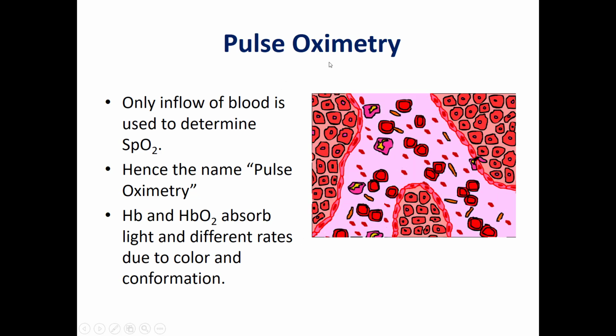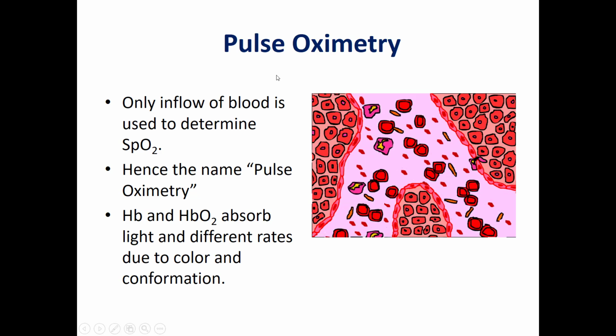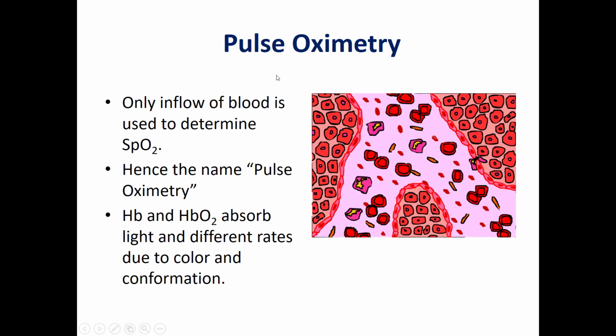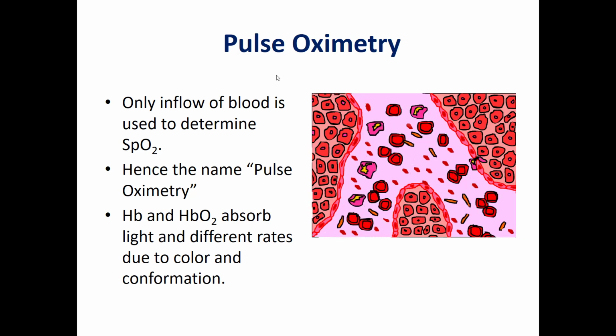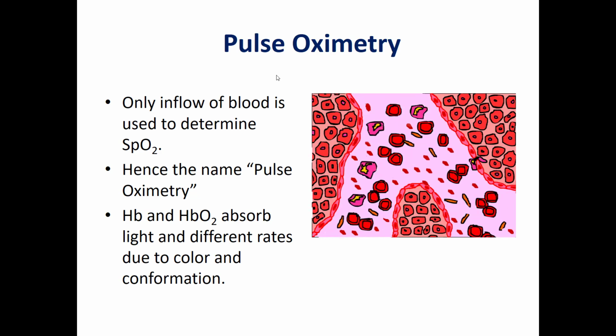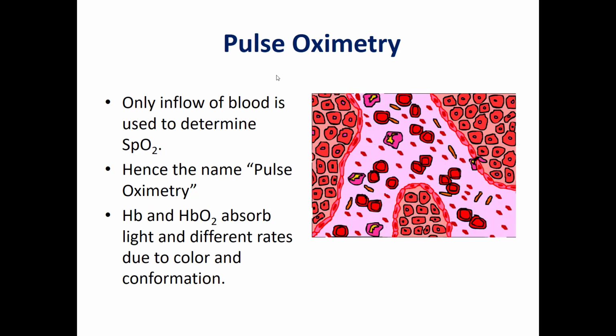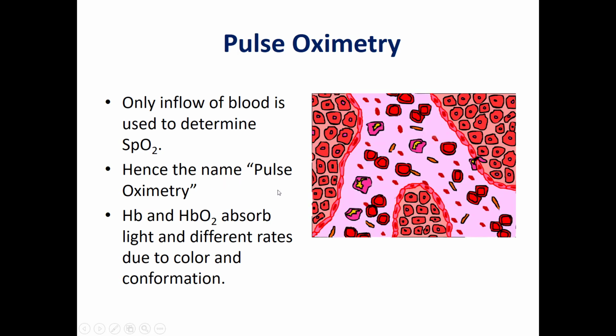The name pulse oximeter is due to the measurement by using the red and the infrared. We have AC and DC signals. The only AC signal available is the one related to the arterial pulse. For this, we have the name pulse oximeter.